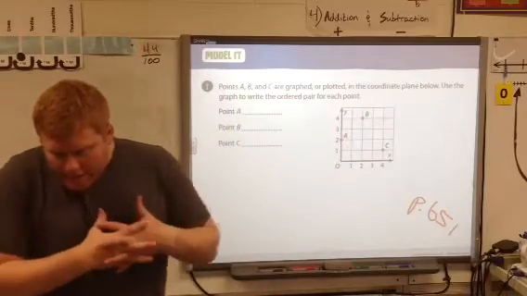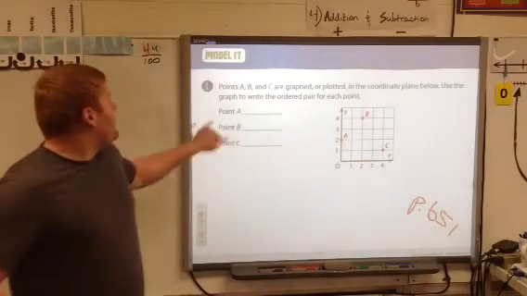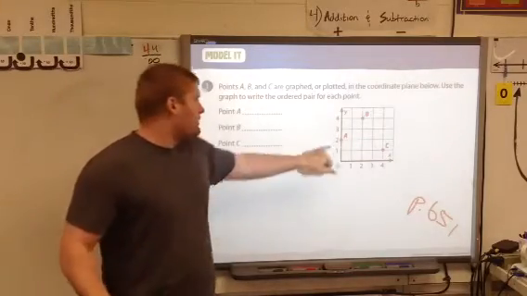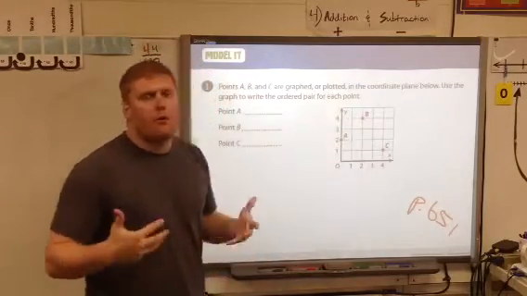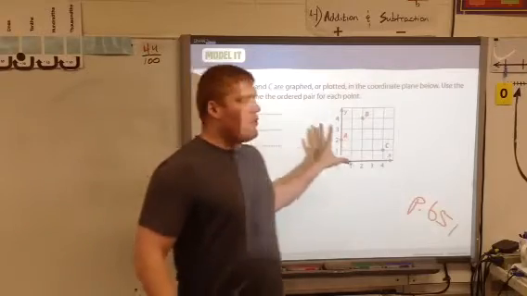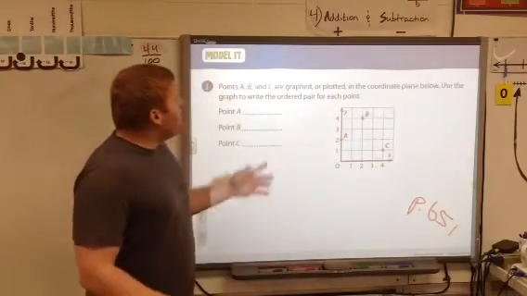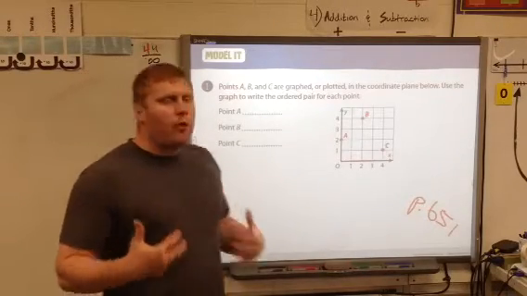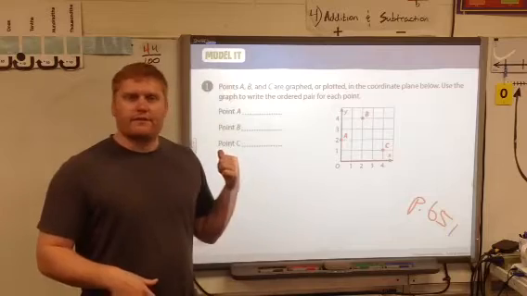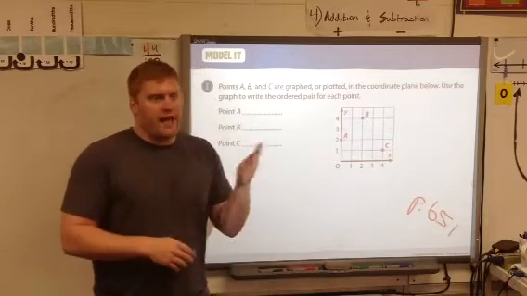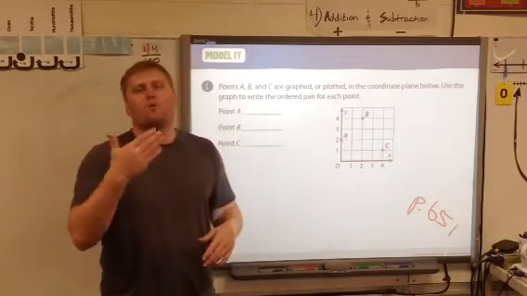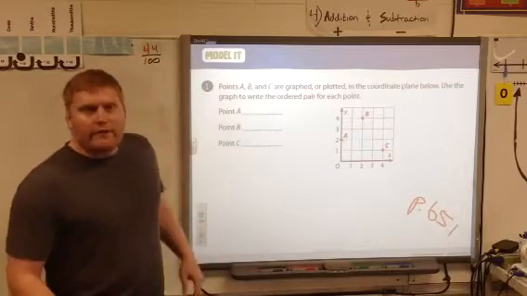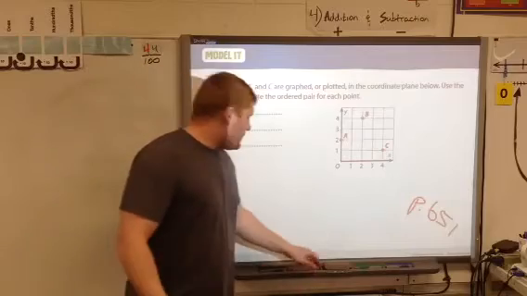Alright, here we go. On number 1, it says points A, B, and C are graphed or plotted. That's just another way of saying they're putting a point on a piece of paper, or a graph, or a coordinate plane. In the coordinate plane below, use the graph to write the ordered pairs for each point. Every ordered pair has two coordinates, x coming first, y coming second. We're going to find each point and figure out its ordered pair. Let's start with A.